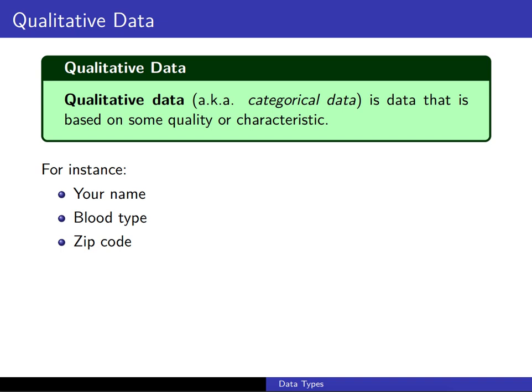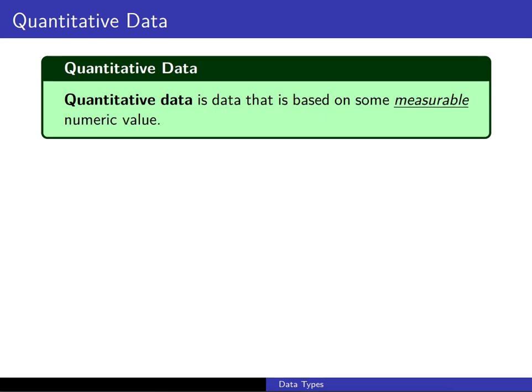Oftentimes, if we have, let's say, a spreadsheet of various people and maybe different attributes, maybe their address, their telephone number, their zip code, things like that, other information as well, much of that data could be qualitative. So it's based on some quality or characteristic, versus quantitative data that's based on some measurable numeric value.